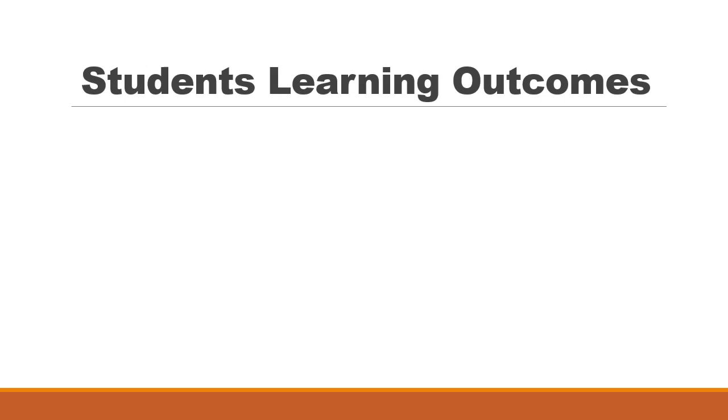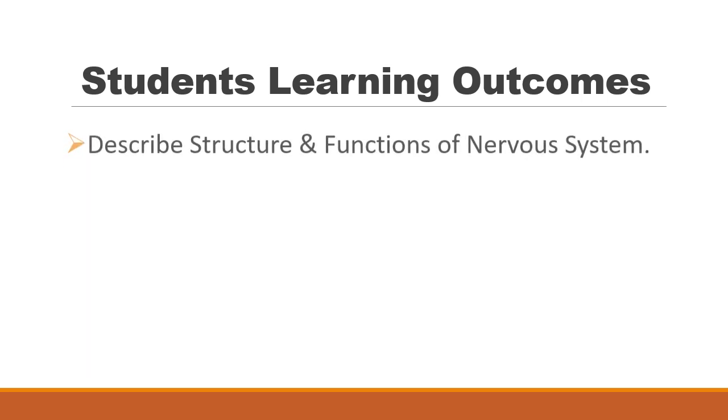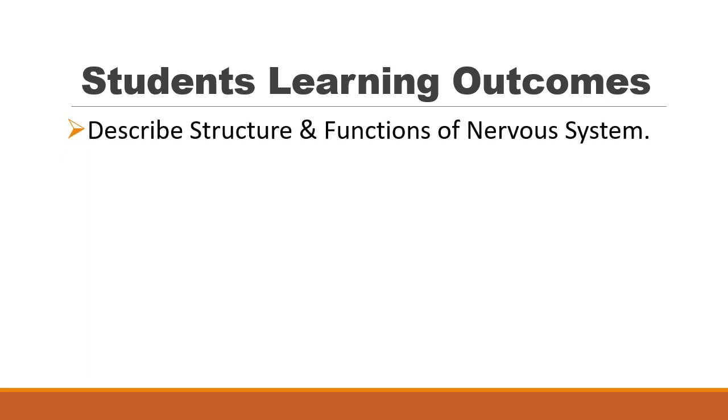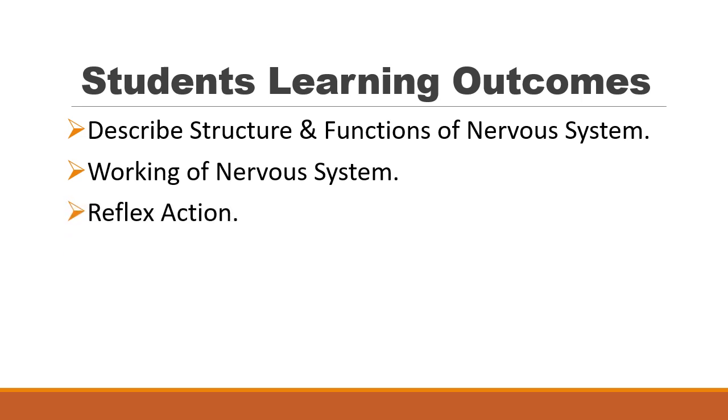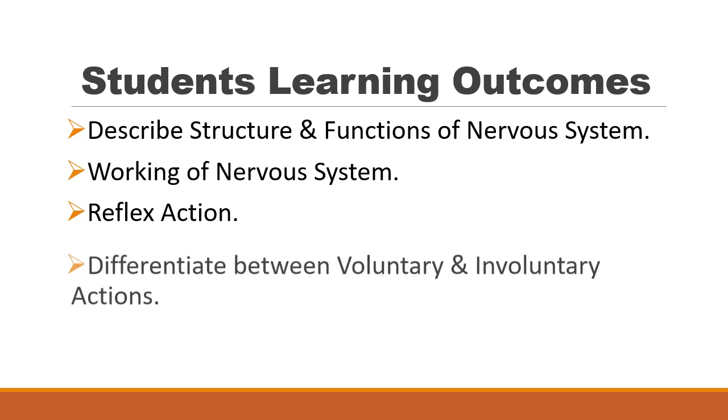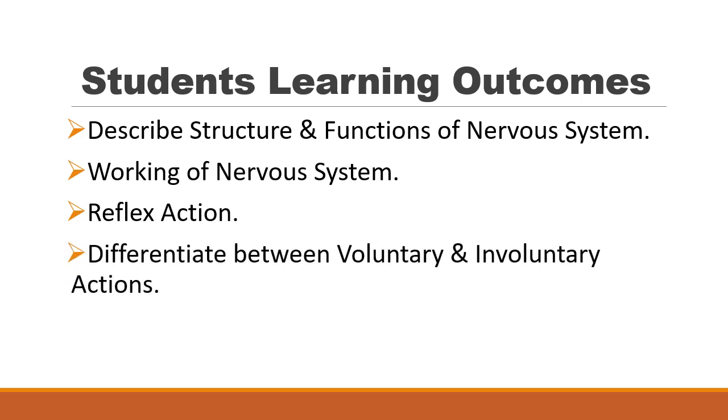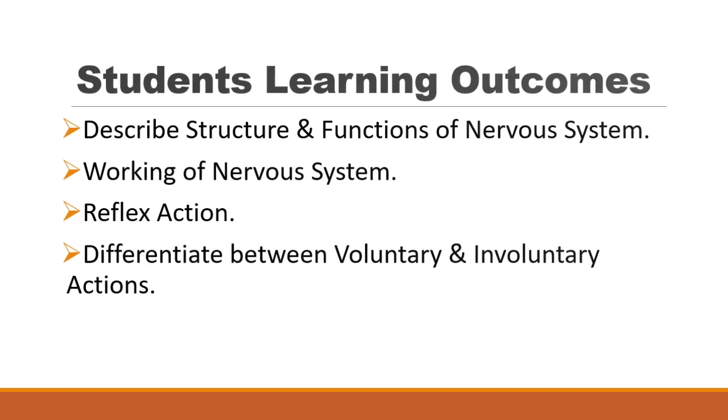Now we are going to discuss the SLOs of this chapter, in which we are going to discuss the nervous system. In this video, we are going to discuss the structure and functions of the nervous system. Then the working of the nervous system, and we'll discuss the reflex action and differentiate between voluntary and involuntary actions.